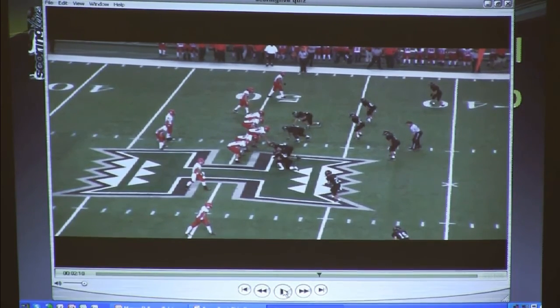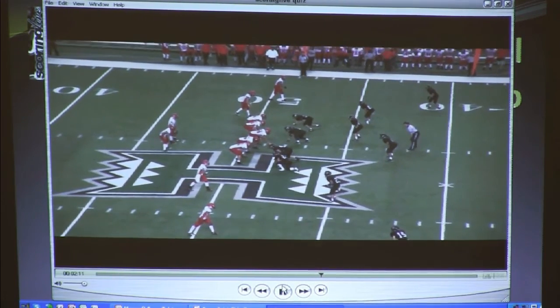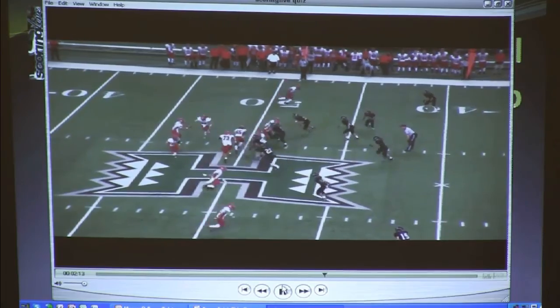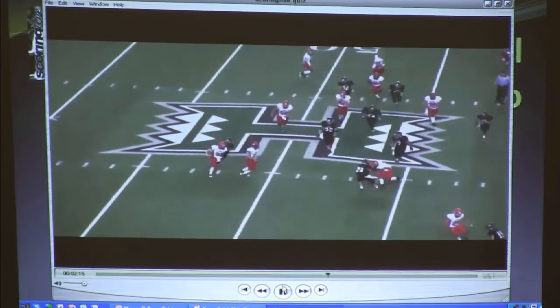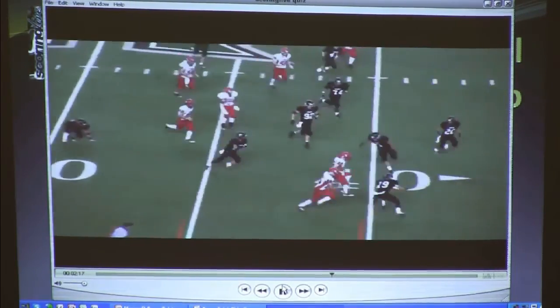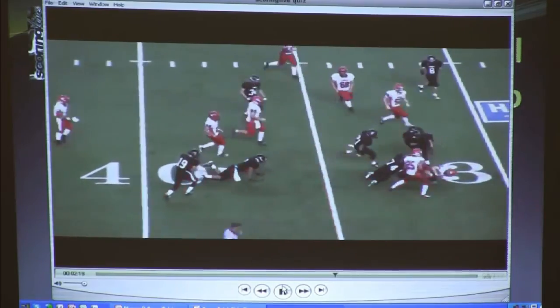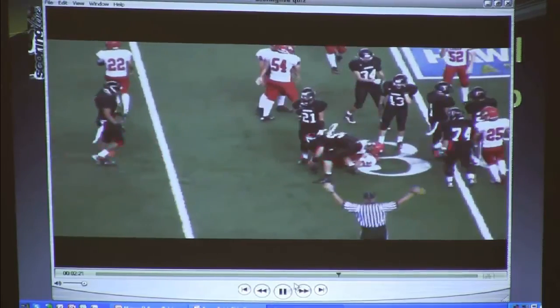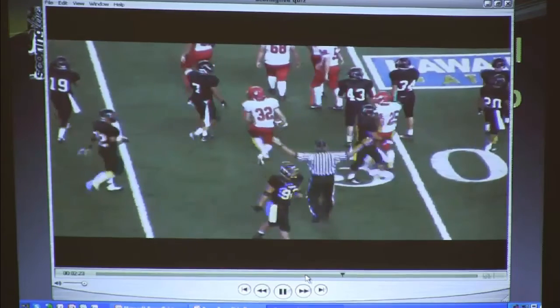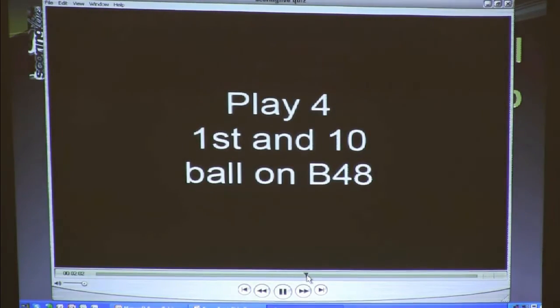Here's the next play. You see on this play, you see where the ball is? It's between the 49 and the 48. So again, the ball is on the B48. Okay? Because sometimes the referees will kind of move the ball just slightly here and there. Find out where the ball is resting, and that's your official spot. Okay, play 4.